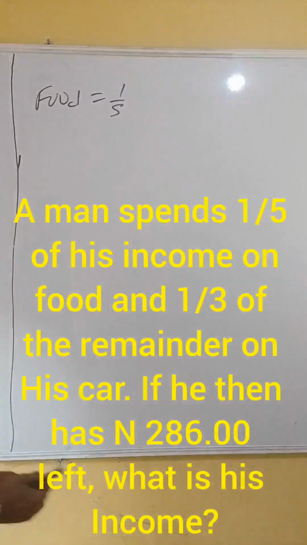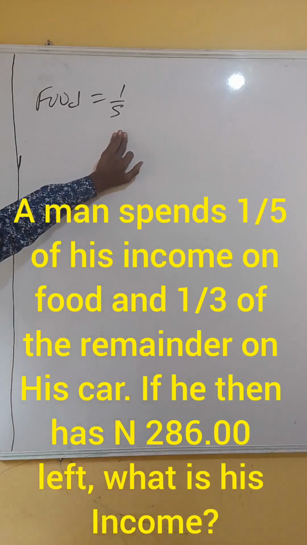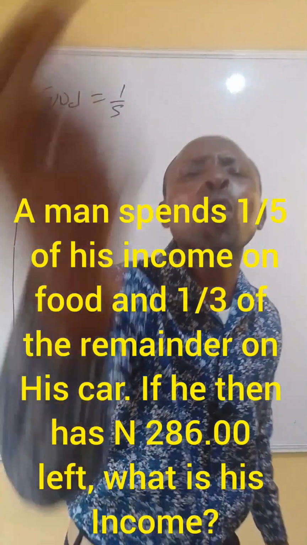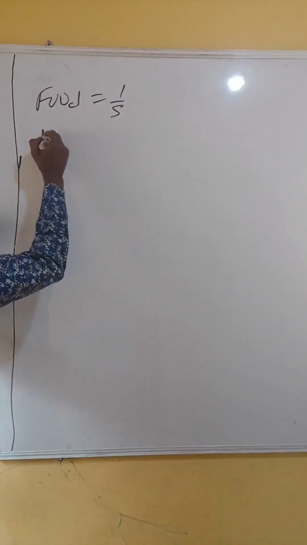So, let's watch. They said he spends 1/5 on food. Please take note. And 1/3 of the remainder on his car. That means when he spends 1/5, there was a remainder. So we have to find the remainder here.